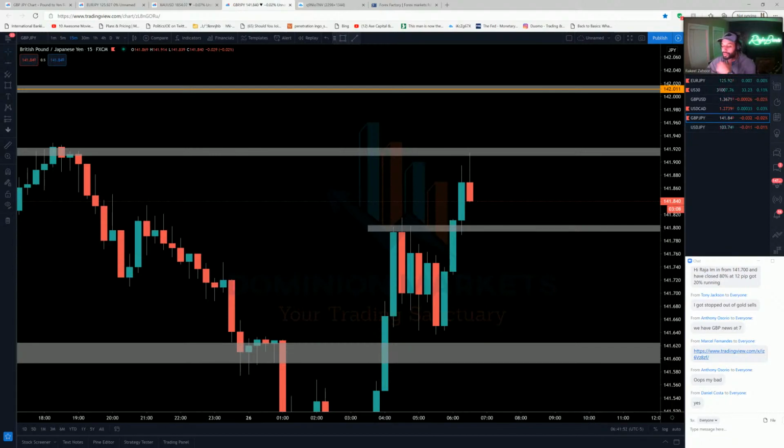But the pip value is different. Let's say you're looking at pound yen, the pip value on pound yen is going to be different than the pip value on gold or the pip value on USD JPY. So those things differ at that point.